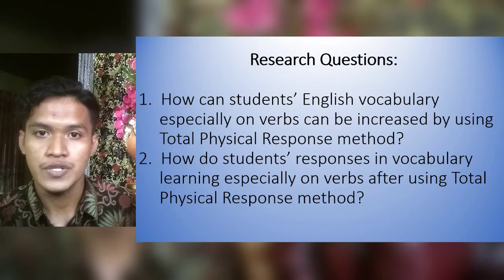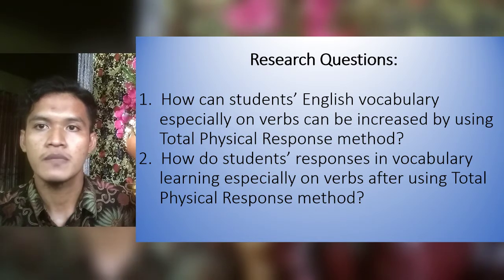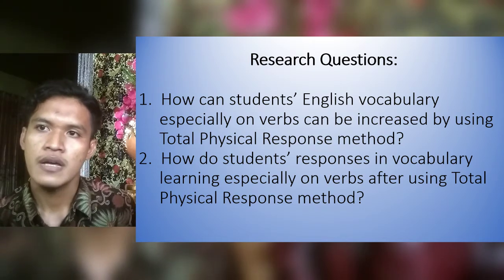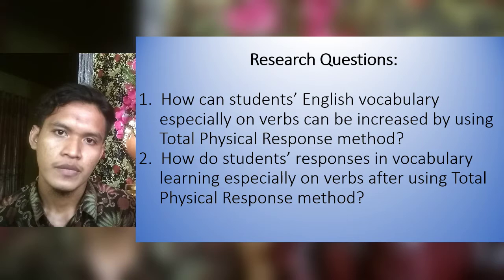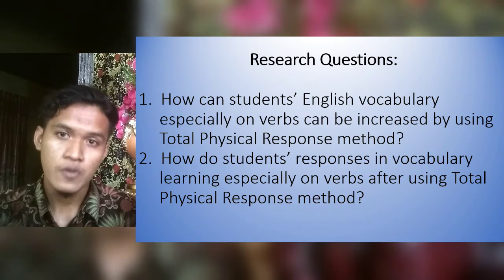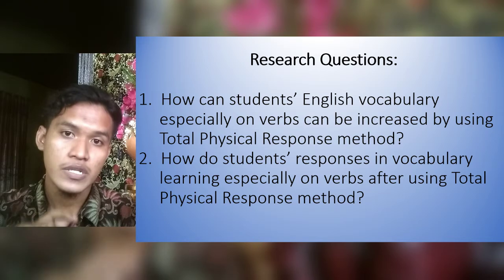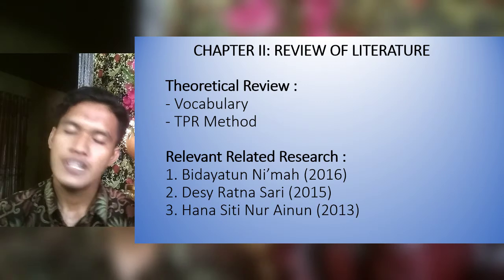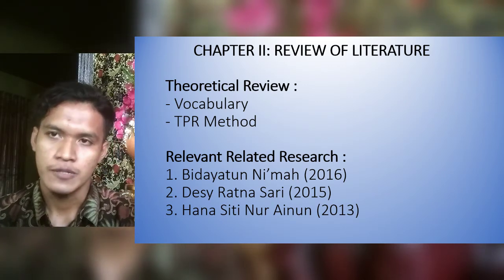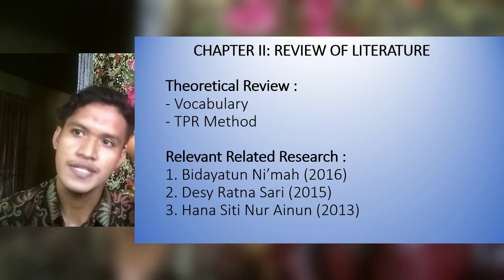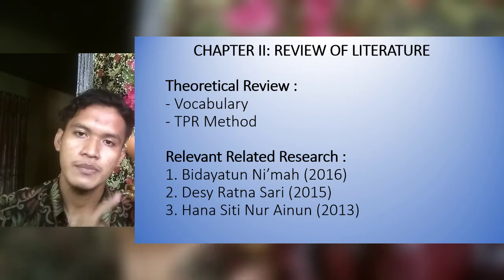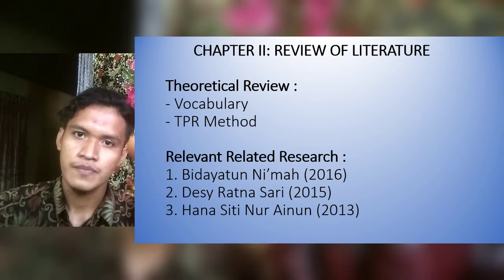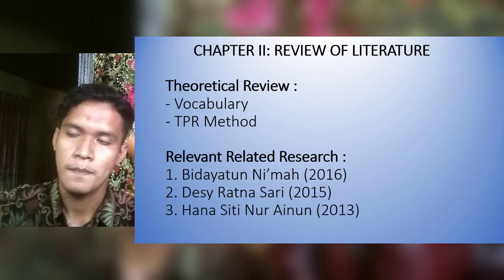Based on the research questions, there are two research objectives. The first is to find out the result of vocabulary learning, especially on verbs, after using the total physical response method. And the second is to describe students' responses in vocabulary learning, especially on verbs, after using the total physical response method. In chapter 2, the review of literature, I provide some theories by experts about vocabulary and the TPR method, and also three relevant related studies that you can see in my proposal.